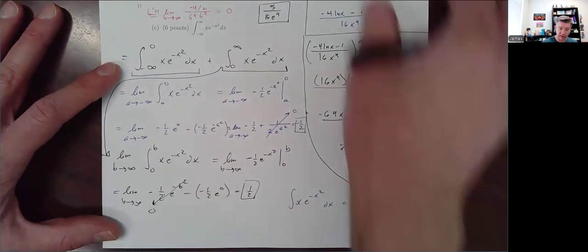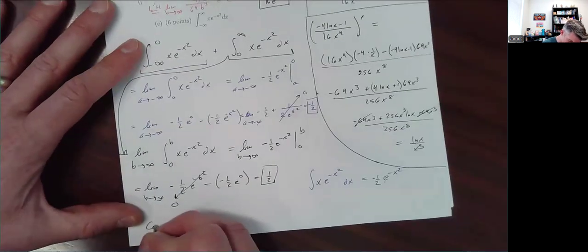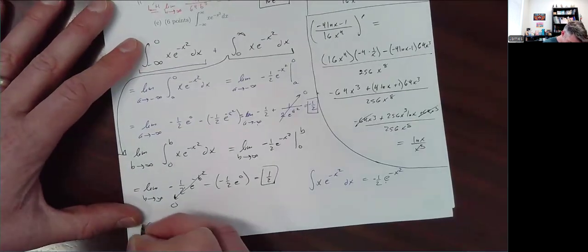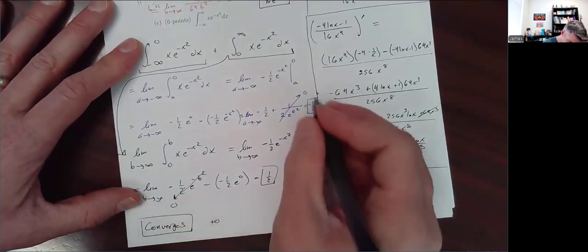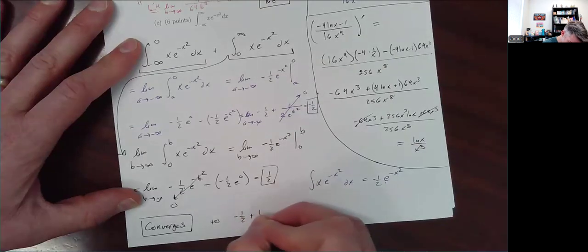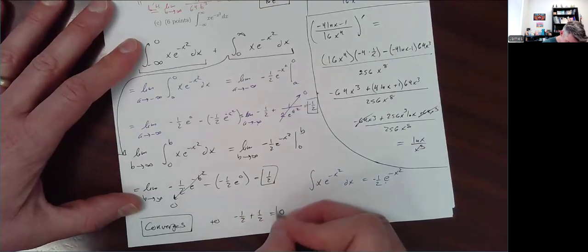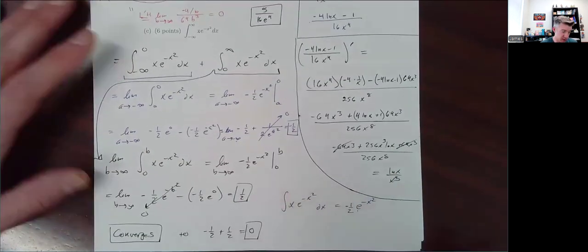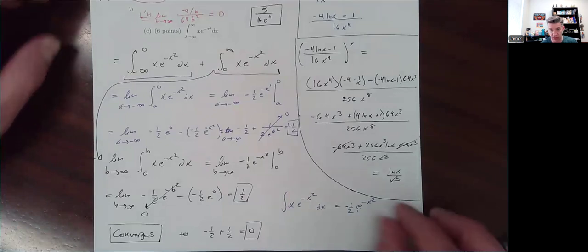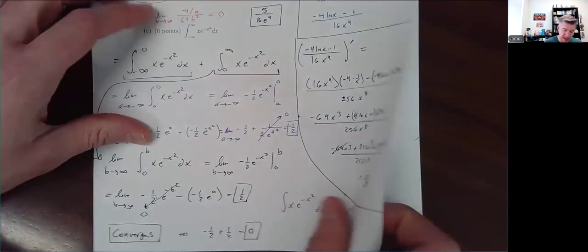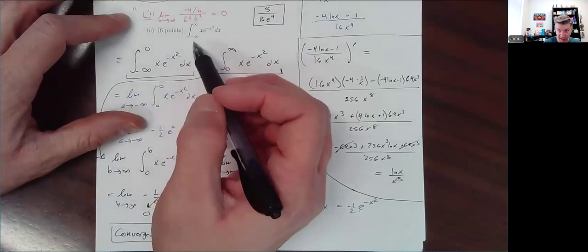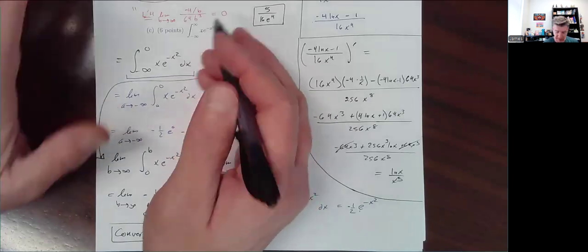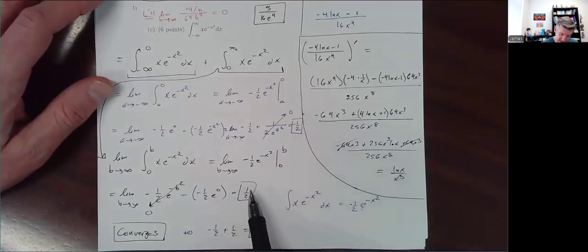So overall, the whole thing converges, and it converges to negative 1/2 plus 1/2, which is 0, which is not surprising because x e to the negative x squared is an odd function. So if it was convergent, it would have to converge to 0 because the limits are the same, right? Because it's negative a to infinity. If it was 0 to infinity, it would have converged to positive 1/2.